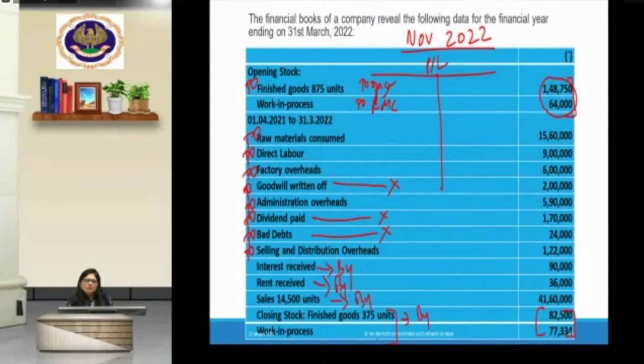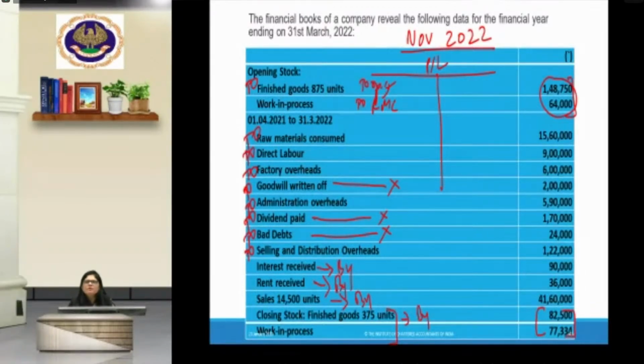Clear? So profit or loss account: to opening stock, to all the expenses; by income, by interest received, by rent received, and by sales. Sales and closing stock should come on the top of the credit side because they are part of the trading account. By sales, by closing stock, and then by interest received and by rent received. So this is all for the profit or loss account.